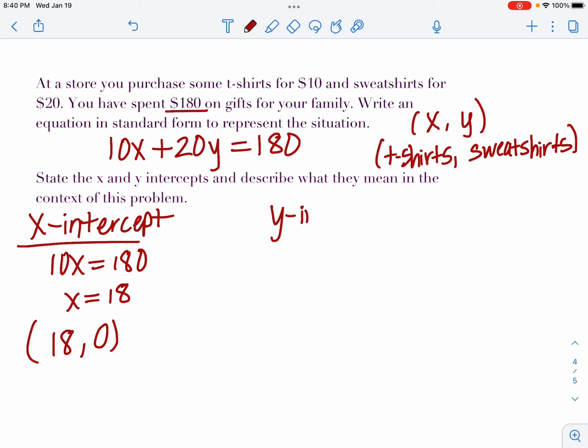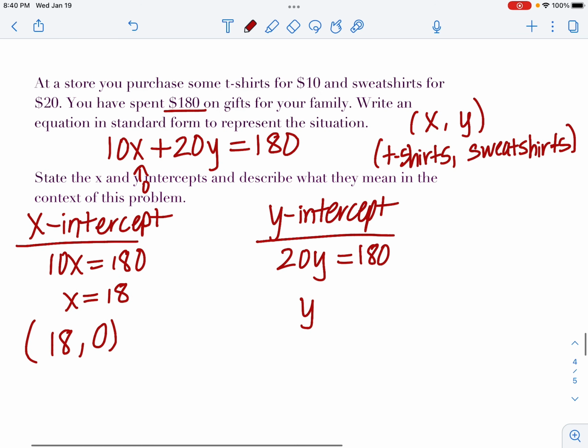My y-intercept is when x is 0. So if I plug 0 in for x, that essentially cancels out this first term of 10x and leaves me with the equation 20y equals 180. Then using inverse operations to solve out for that y value gives me a y value of 9. So my y-intercept is the point 0, 9.